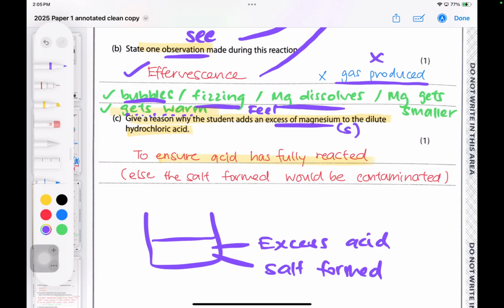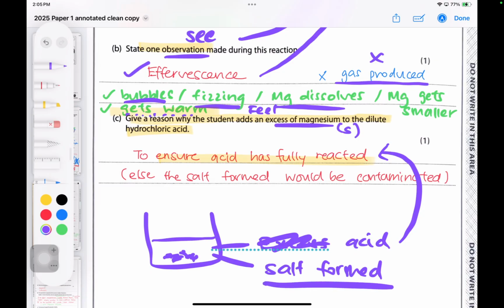If the solid cannot dissolve anymore and you see extra solid, no matter how much you stir, it is still there, that basically shows that the acid has fully reacted, and the salt formed would not be contaminated by the excess acid. So the main reason why we always add excess solid to an acid is to make sure that all the acid has fully reacted, so that the salt formed would not be contaminated.